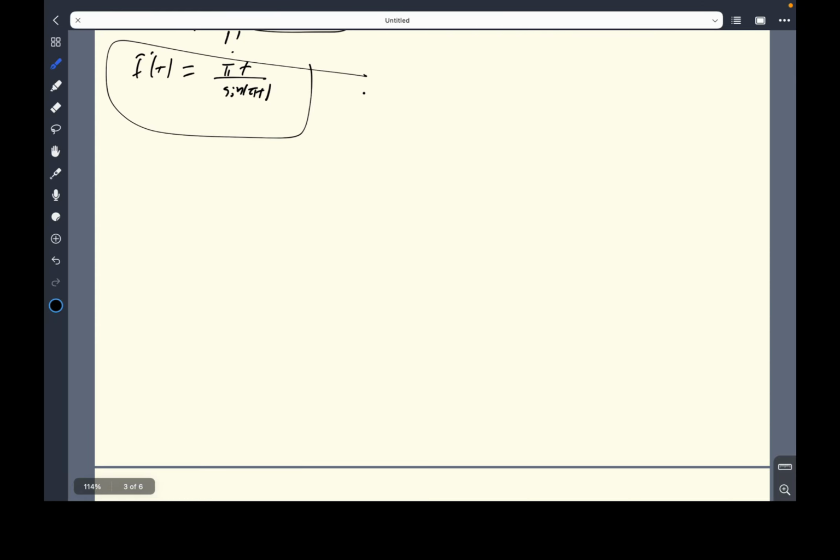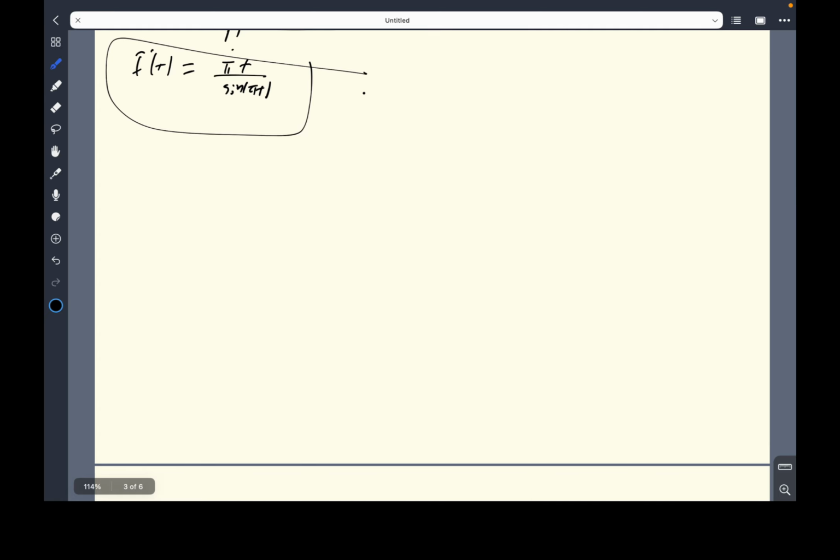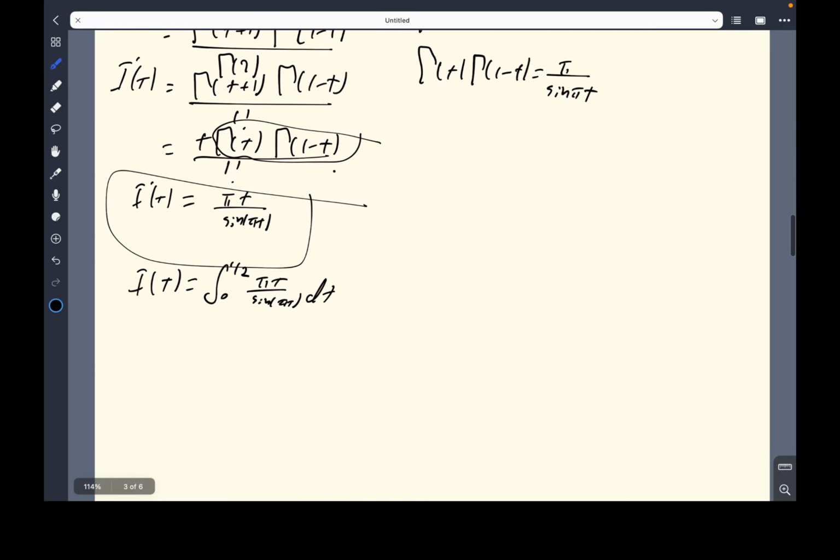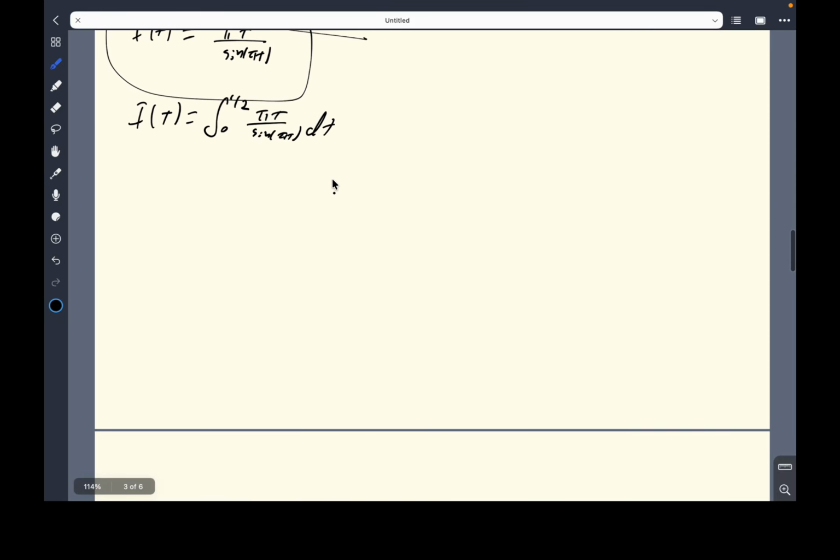Now I can integrate this function again to get rid of my I prime of t and actually get the result that I want. So I want to integrate it from 0 to half, because that was our initial bound, of pi t over sine pi t dt.